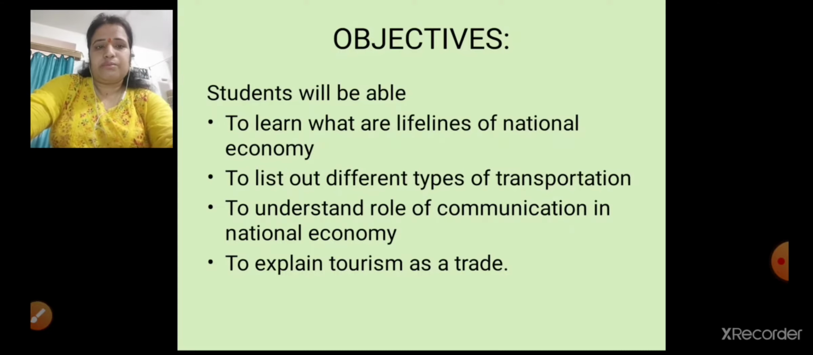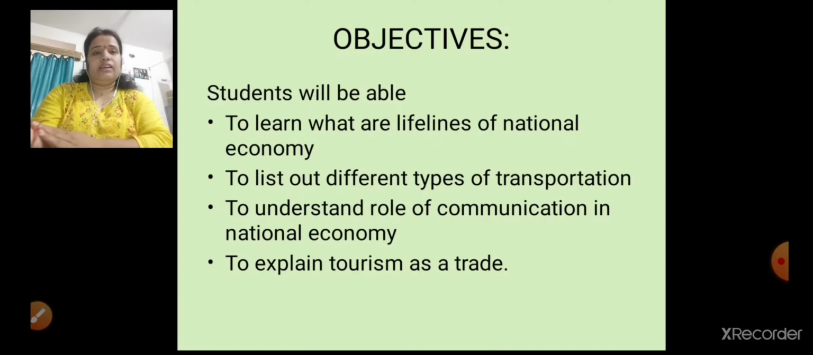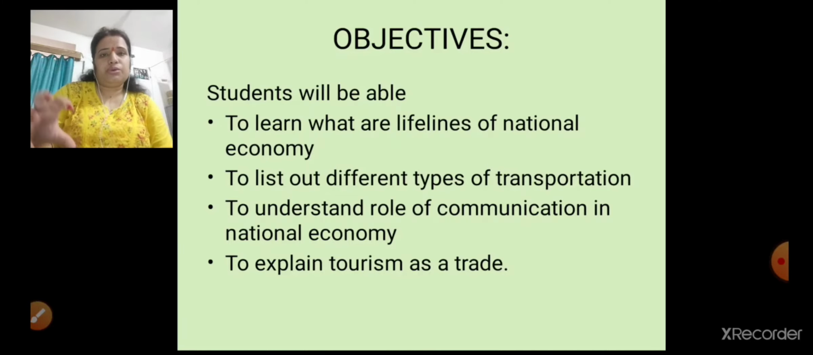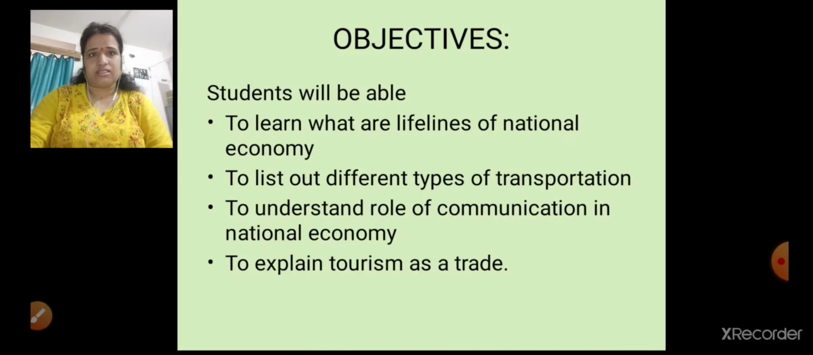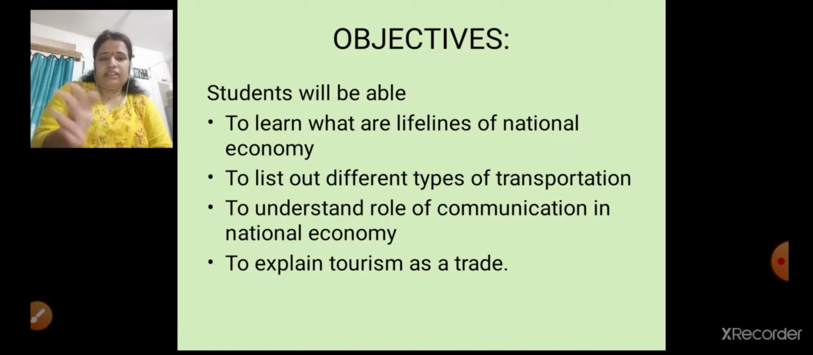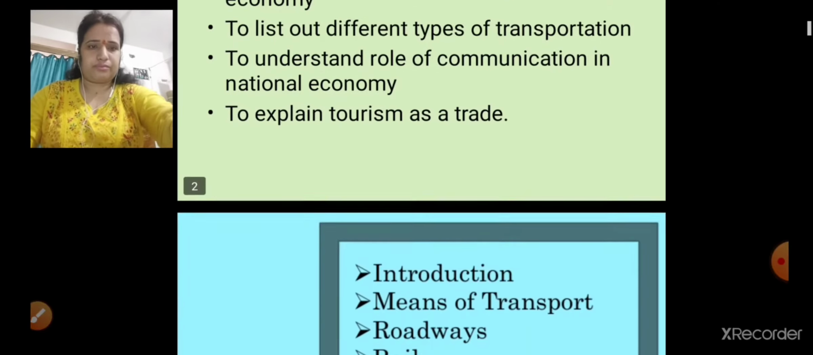Then to explain tourism as a trade. Here the last topic in your chapter is tourism as a trade. That is also very important to understand. Tourism means we all like to visit places, some historical places, religious places. So here they will explain how tourism can be a trade, how tourism is considered a trade. Okay.